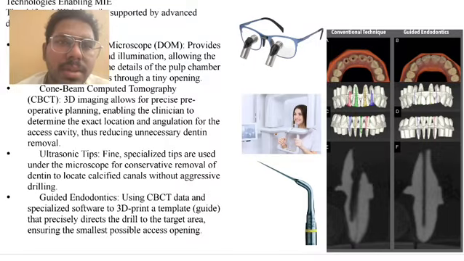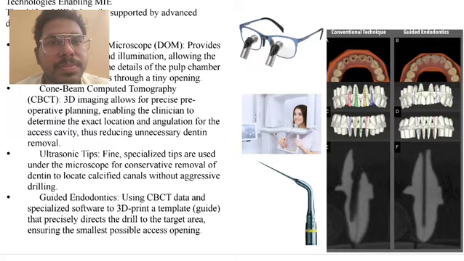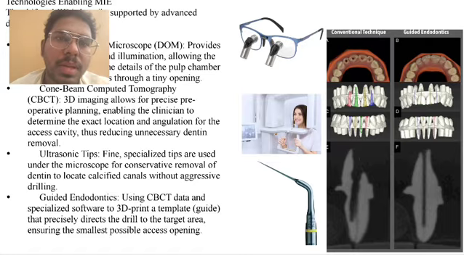Going on to the ultrasonic tips, there are fine specialized tips that are used under the microscope for conservative removal of the dentin to locate calcified canals without aggressive drilling. Not knowing whether the canals are calcified or not, and trying to work on that and making a ledge, is far more dangerous than using these ultrasonic advanced tips to remove the calcified canals without any aggressive drilling.